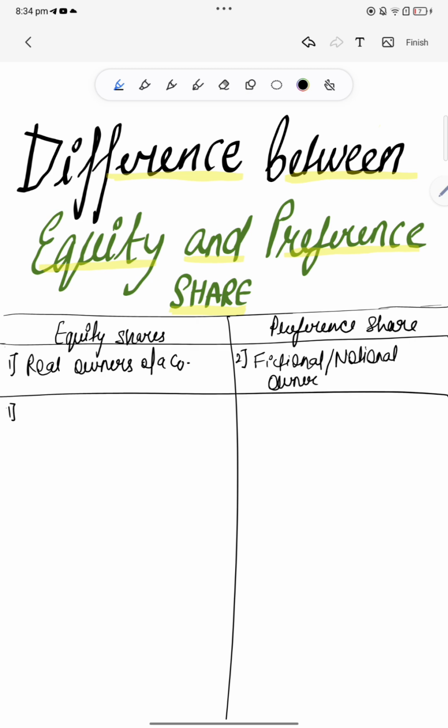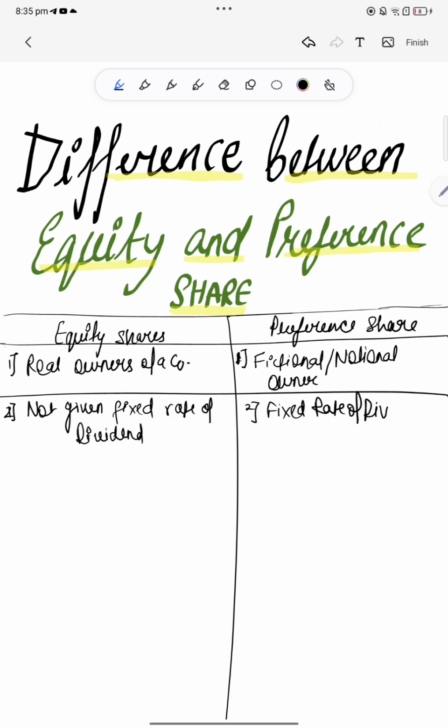Second, equity shares are not given a fixed rate of dividend, whereas preference shares are given a fixed rate of dividend. Equity shareholders are not given a fixed rate of dividend. उनका कोई rate fix नहीं होता. After giving dividend to preference shareholders, equity shareholders are given dividend later.